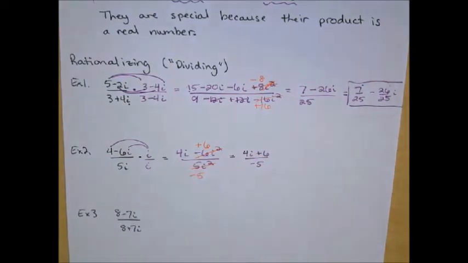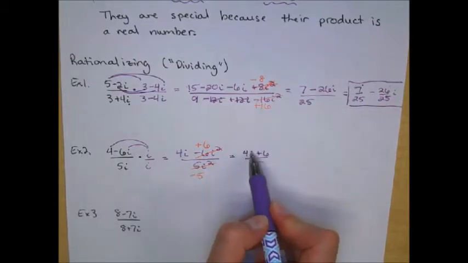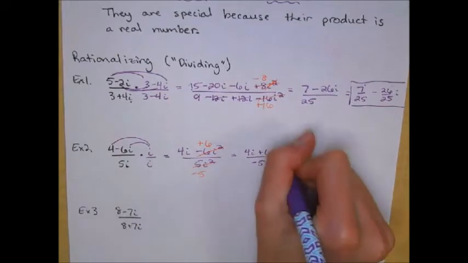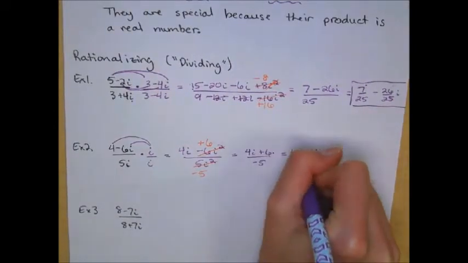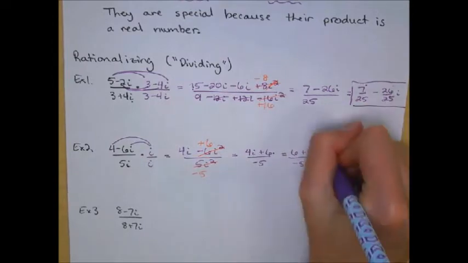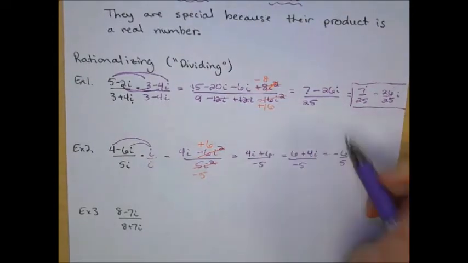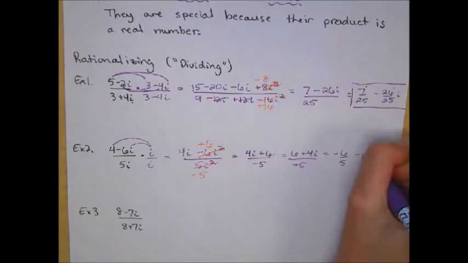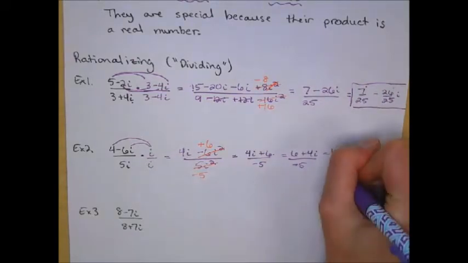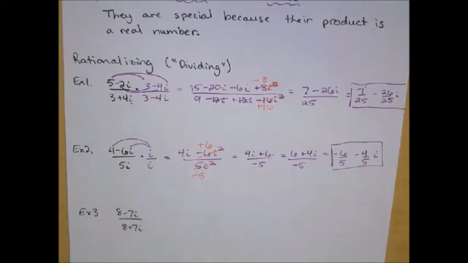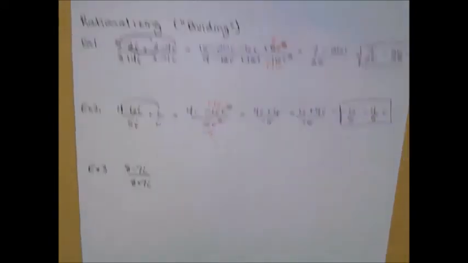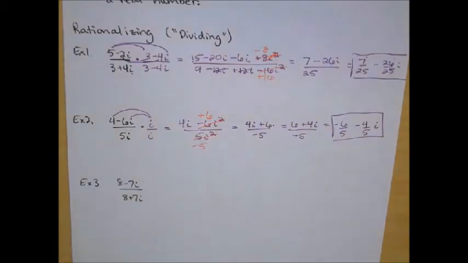When we're leaving our answer in a complex number, it needs to be a plus bi. So the i piece has to be last. So we're going to switch these around. And then I'm going to split my fraction. So I have -6 over 5, and then I have -4 over 5i. I want you now to try number 3. Go ahead and pause the video and you can try number 3.